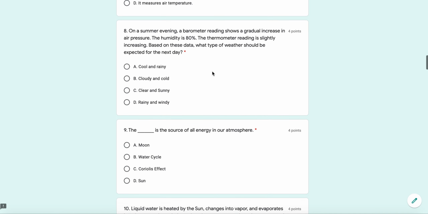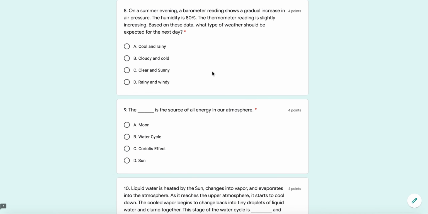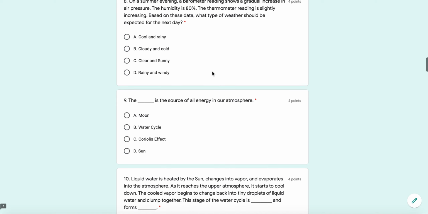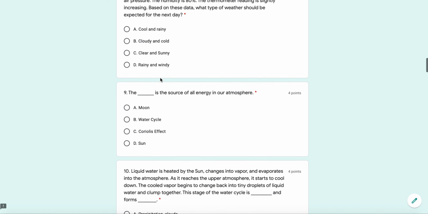Number 8, on a summer evening, a barometer reading shows a gradual increase in air pressure. The humidity is 80%. The thermometer reading is slightly increasing. Based on these data, what type of weather should be expected for the next day? A, cool and rainy. B, cloudy and cold. C, clear and sunny. D, rainy and windy.